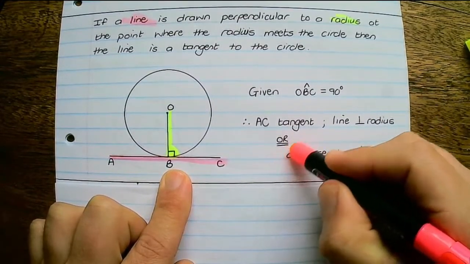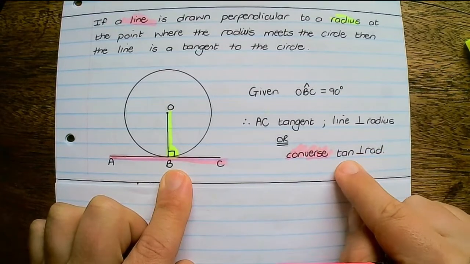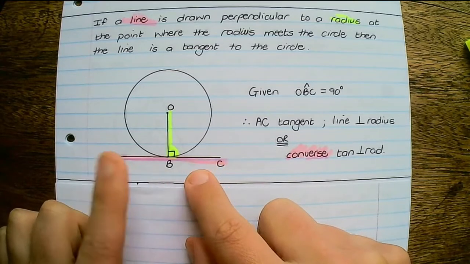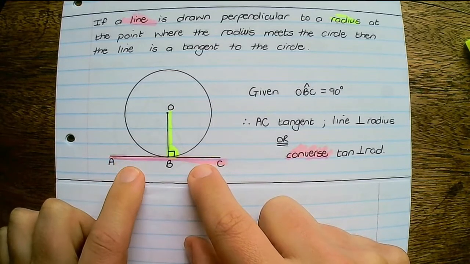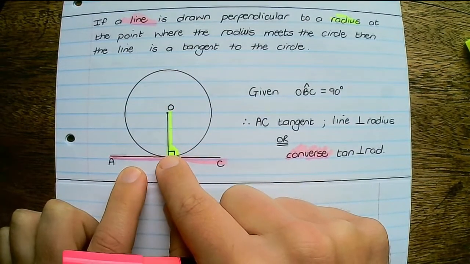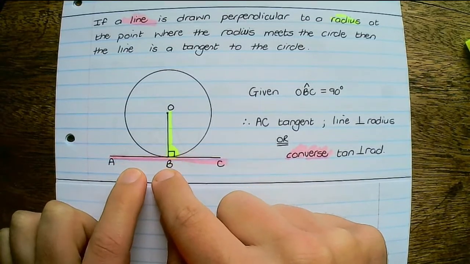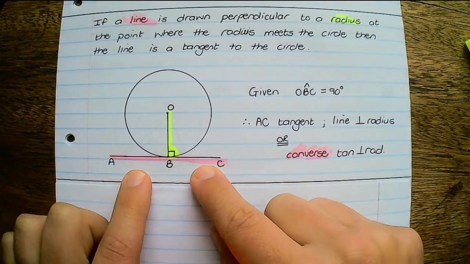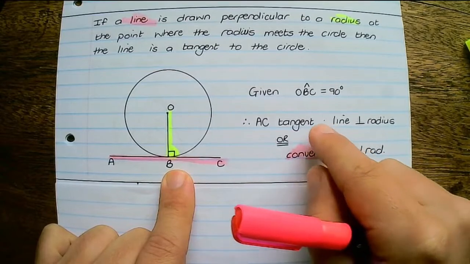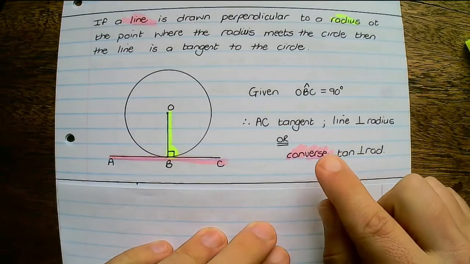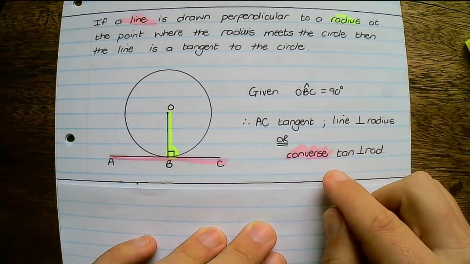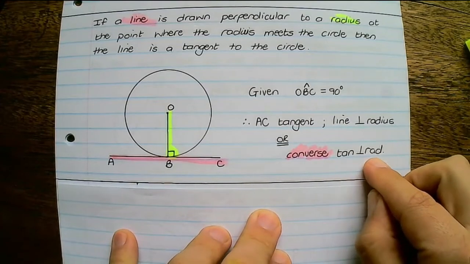Alternatively, we can say converse of the tangent perpendicular to the radius. So remember, this line wasn't originally given as a tangent. But because it's meeting the radius on the circumference of the circle at 90 degrees, now it becomes a tangent. And I've proven a tangent perpendicular to radius, therefore I say converse. What the word converse means is I have discussed or given a reason why this is a tangent perpendicular to the radius.